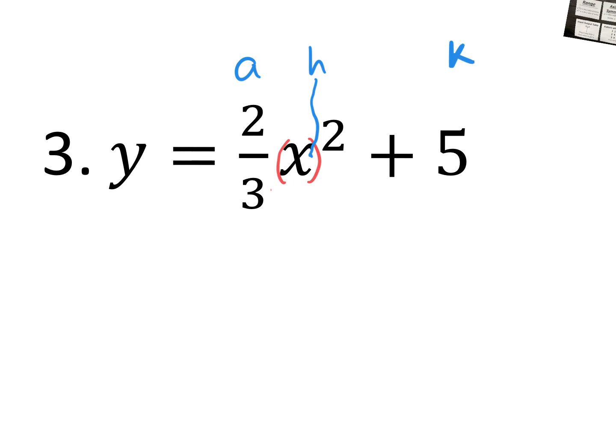And your k value is a number that's outside all by itself. So the vertex is (0, 5), right? And you can go to the rest from that. So here, let me just rewrite it so it'll look a little bit nicer. The a value is 2/3.